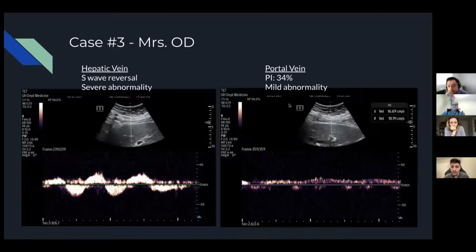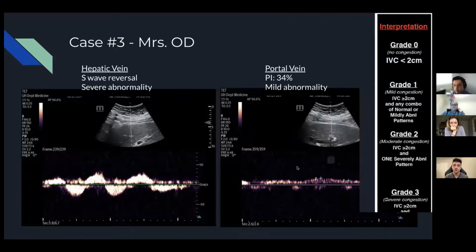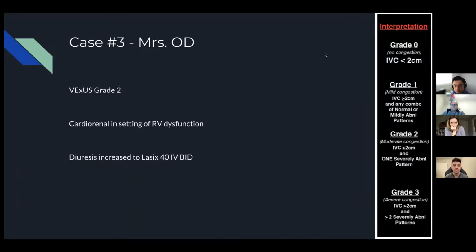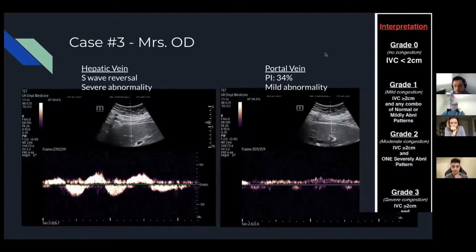Looking at her portal vein, she had what was considered a mildly abnormal portal vein Doppler here. And again, I want to point out that the scale is too high, so we're not really seeing that waveform as well as we could. Unfortunately, we weren't able to visualize her renal vein.